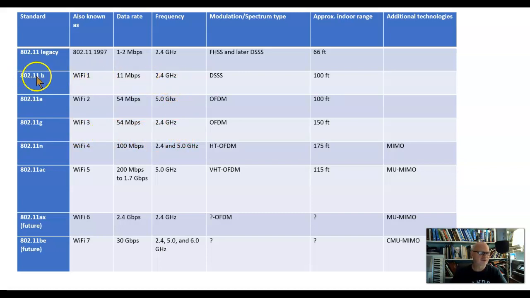If, let's say, you had somebody in the library with a laptop that only ran B and somebody else with a laptop that ran G. Well, guess what? As soon as this B comes online, everybody slows down to 11 megabits per second.